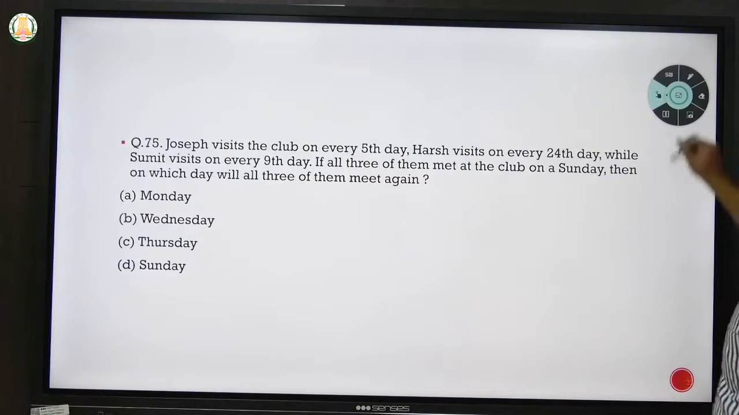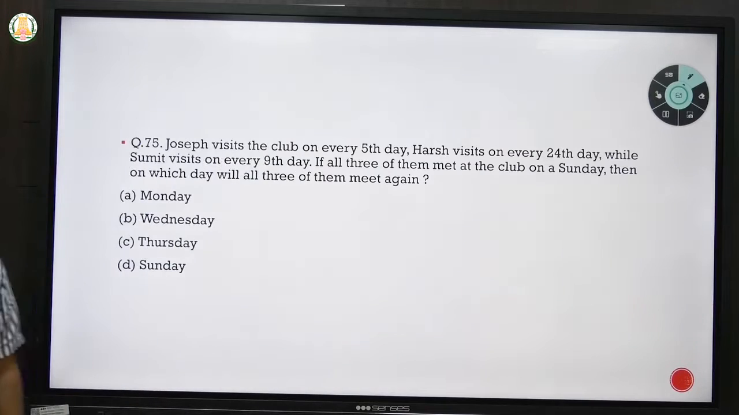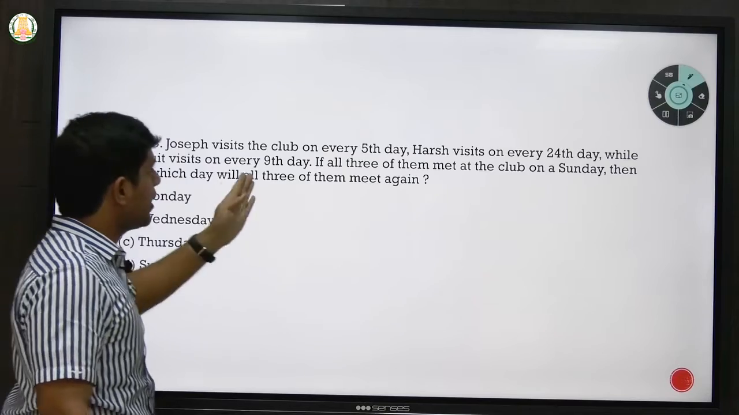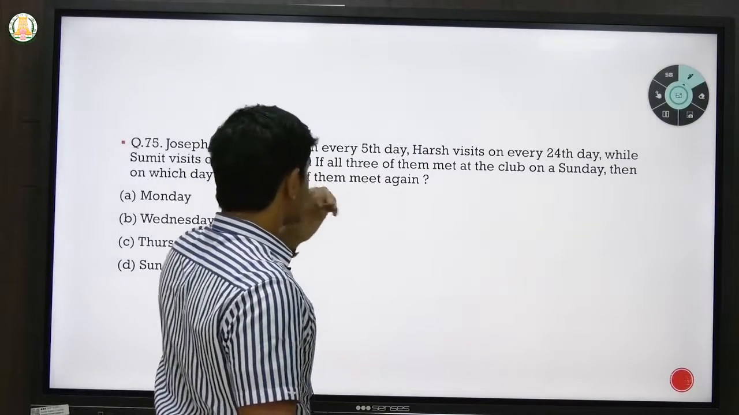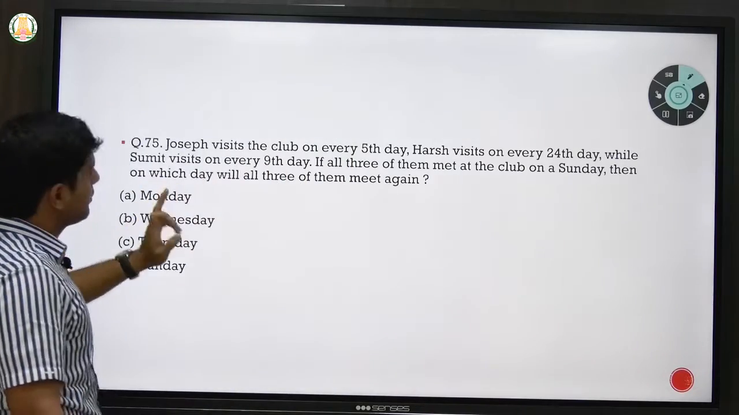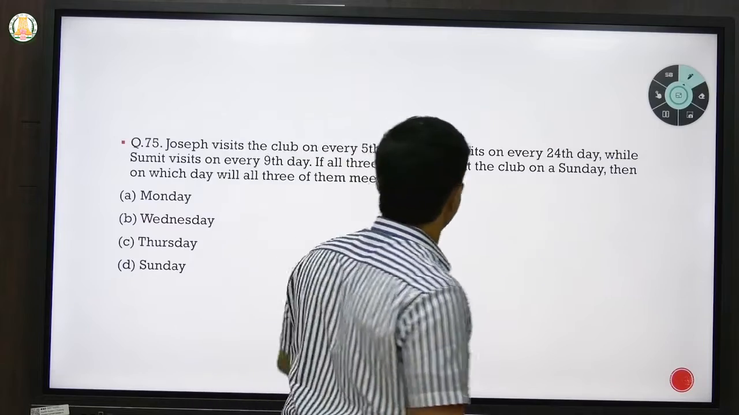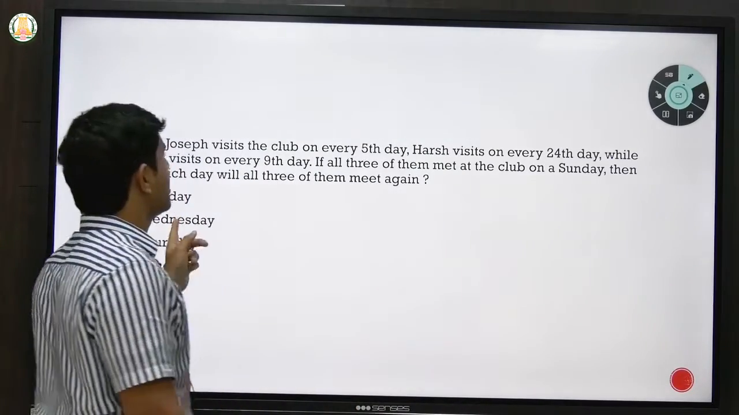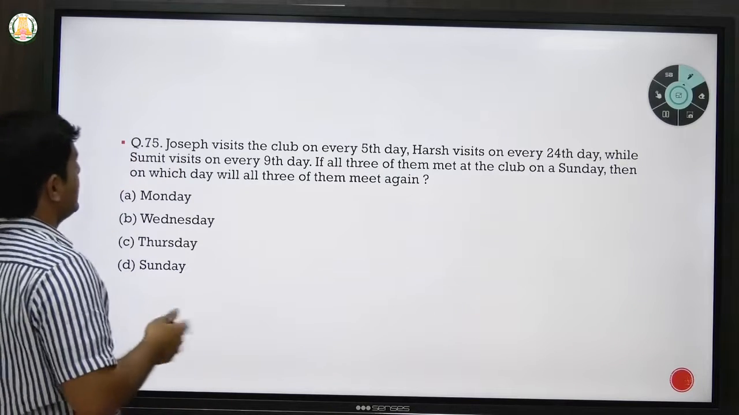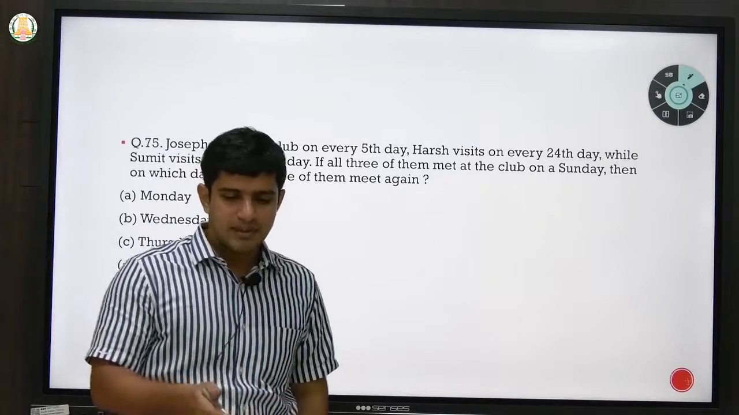Okay, I think we are left with some 4 or 5 problems. In the last, we'll complete. So Joseph visits the club on every 5th day. Harsh visits on every 24th day, while Sumit visits on every 9th day. If all 3 of them met at the club on Sunday, then on which day will all 3 of them meet again? Okay, so what he is saying is there is some pattern. Like Joseph visits the club every 5th day, like 5th day, then 10th day.